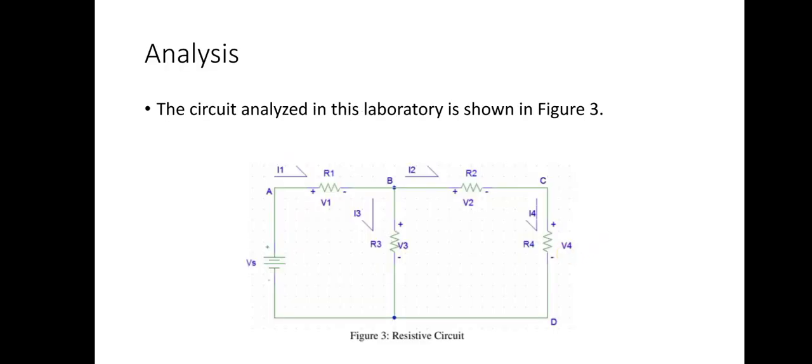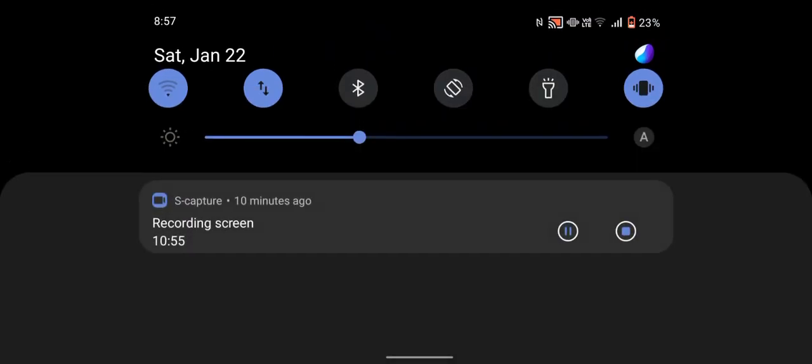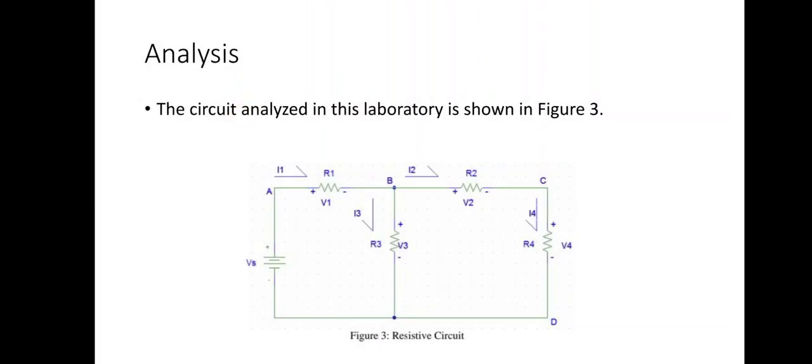Section 2 outlines the three laws and gives simple examples of conventions. Section 3 analyzes the circuit based solely on the schematic and generates the three equations needed for the further analysis.